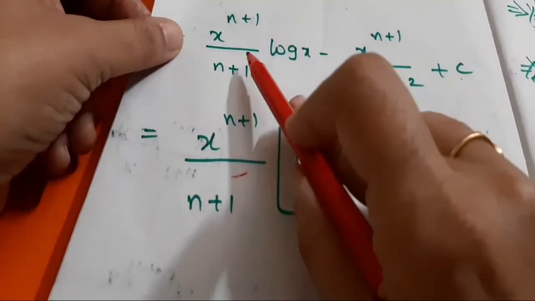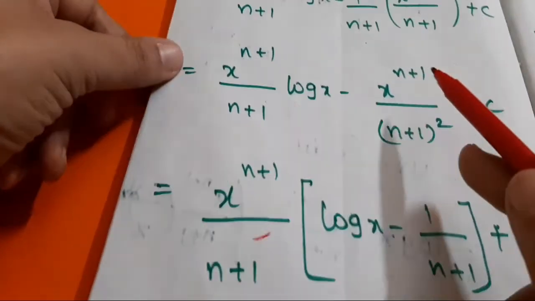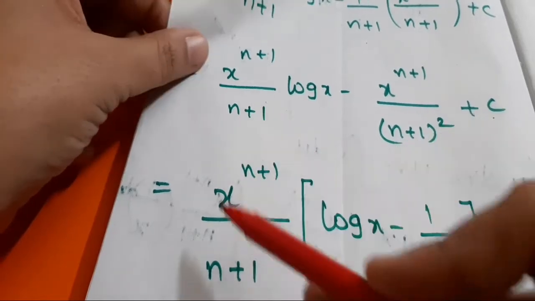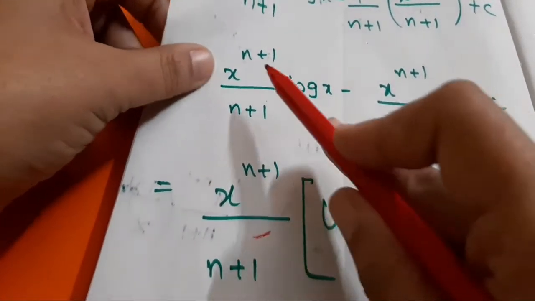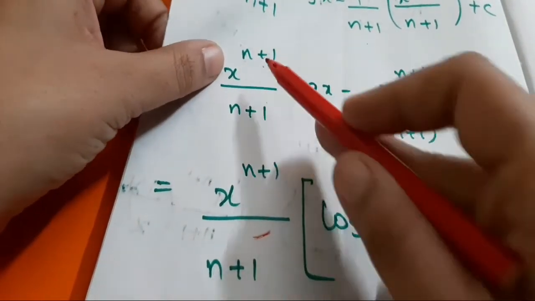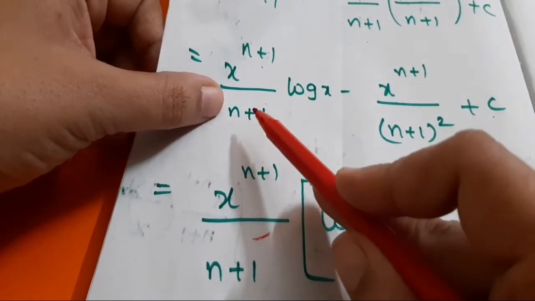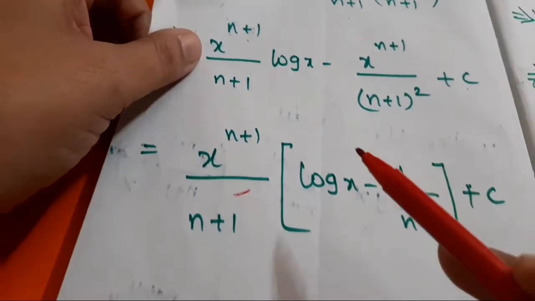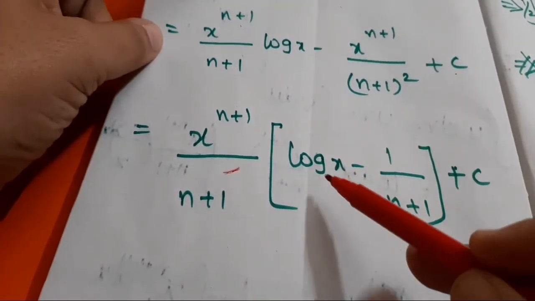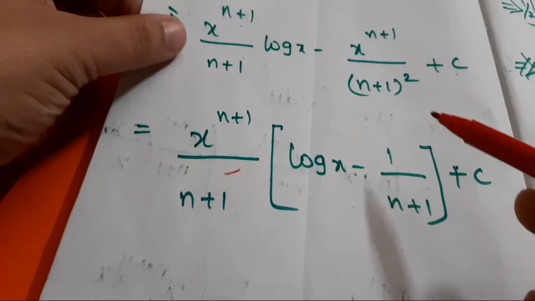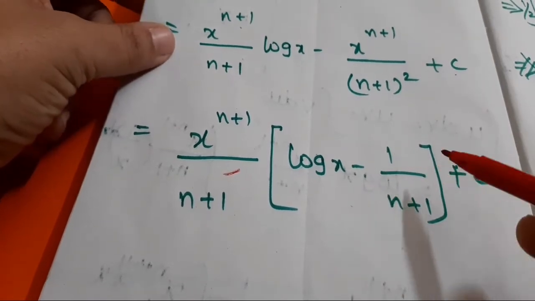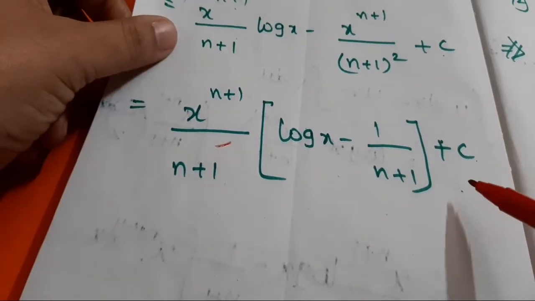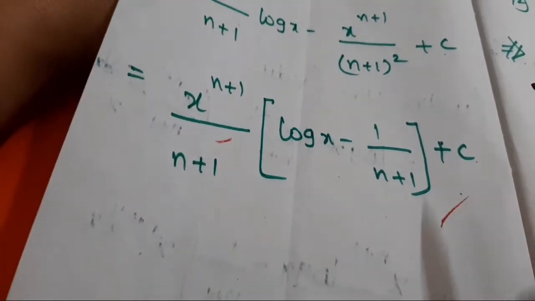Then here in these two terms, I have x^(n+1) and (n+1) common. Numerator x^(n+1) is common, in denominator (n+1) is common. So, I can take it outside. If I take it outside, the first term will be log x minus the second term will be 1 by (n+1), plus c I have written. So, this is our required answer.